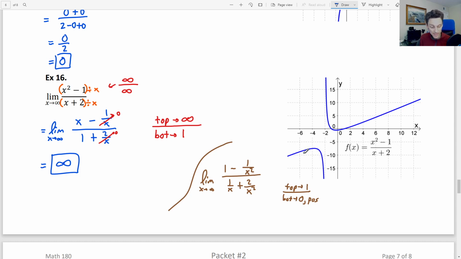In this particular case, we would have a slant asymptote, it turns out, because the top degree is one more than the bottom degree. But the limit is not going to tell us that. It just says that the function goes up as you go to the right.